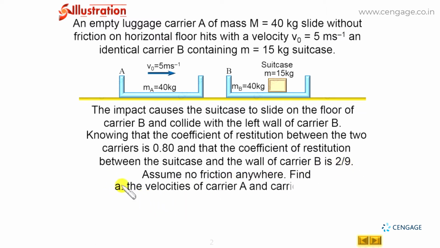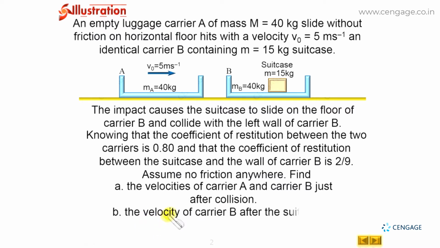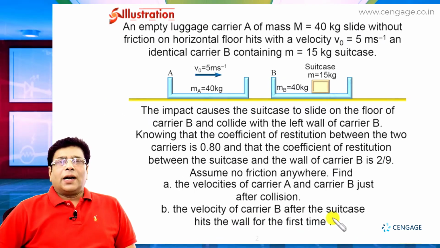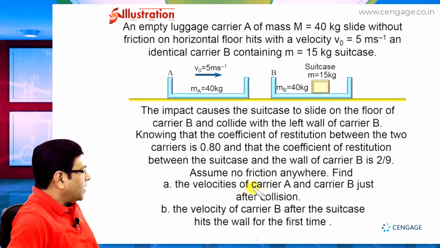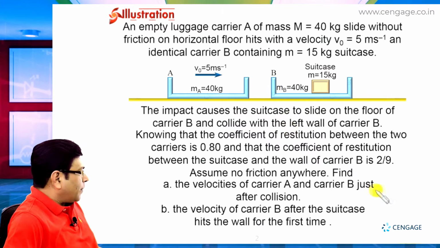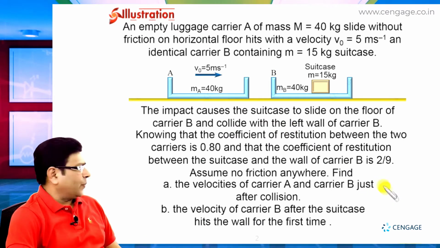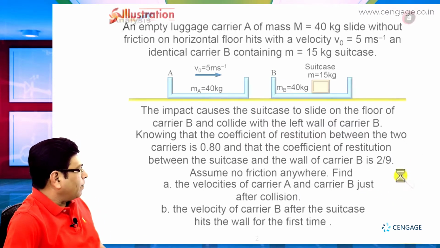Number 1, in the first part we need to calculate the velocities of carriers A and B just after collision, and in the second part of the question we need to find the velocity of carrier B after the suitcase hits the wall for the first time. These are the two questions. Let us analyze the first part. We need to find the velocities of carrier A and carrier B just after collision. Let us place the diagram in the next page.